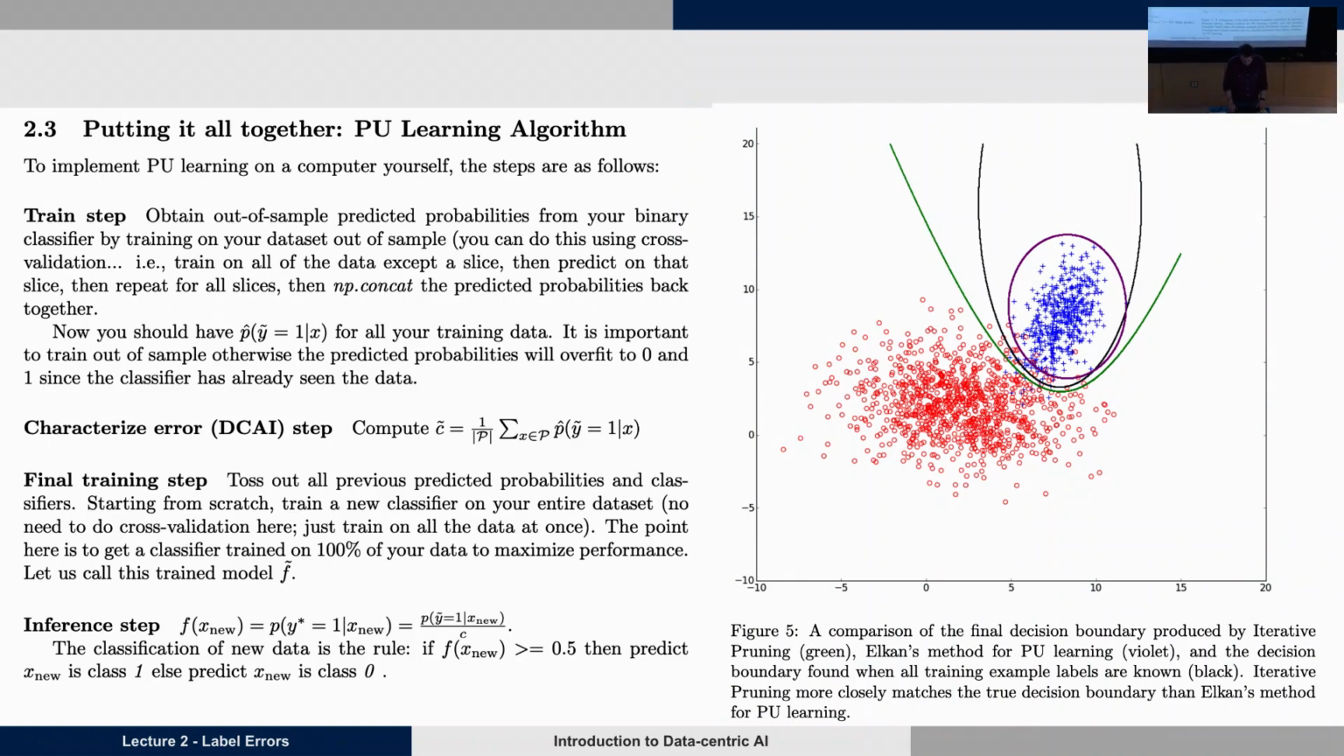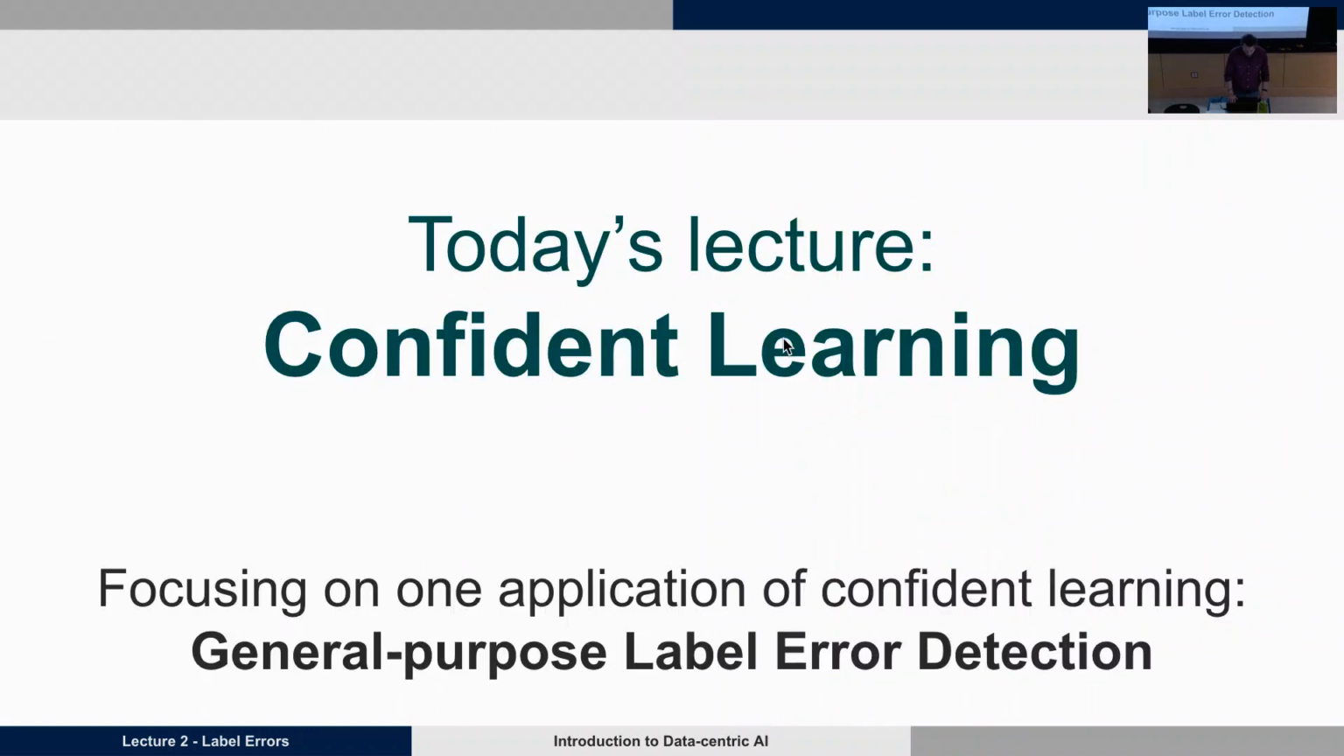Okay, let's jump in. All right, so today we're going to talk about confident learning. And our goal is some general purpose label error detection so that we can then use it to improve labels that we feed into a model for systematic improvement of machine learning models.